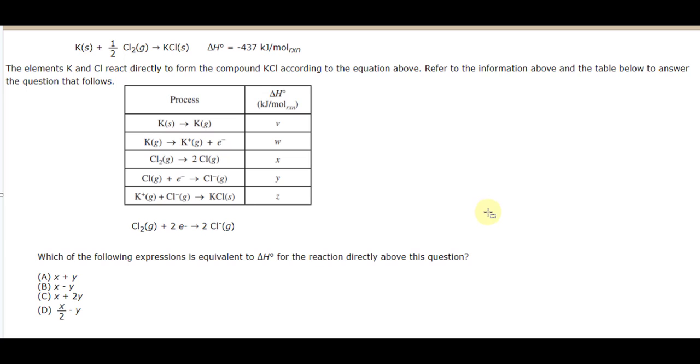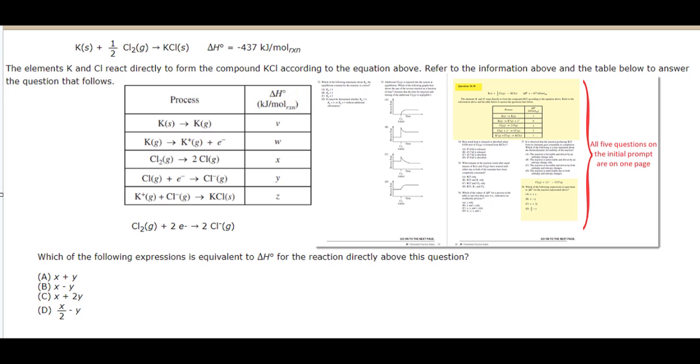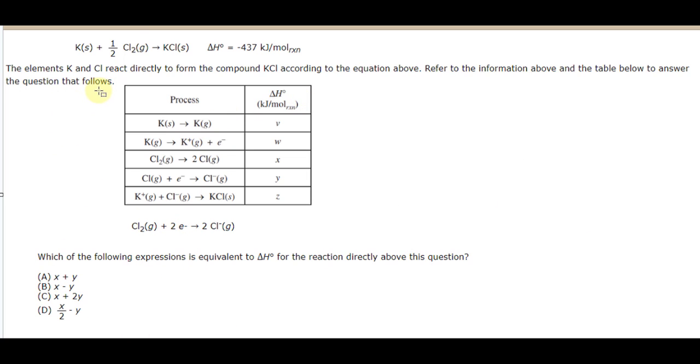Some MC questions have a prompt that you read and then use the information from it over a series of questions. On an MC exam, these will all be visible if you've got your booklet open. You won't have to flip back and forth unless you have to go to the equation sheet or the periodic table. So you would have read this ahead of time and then gone through the question itself.